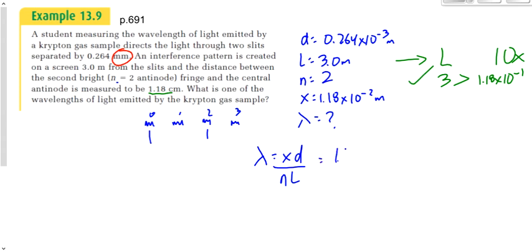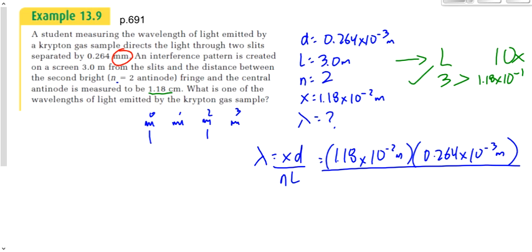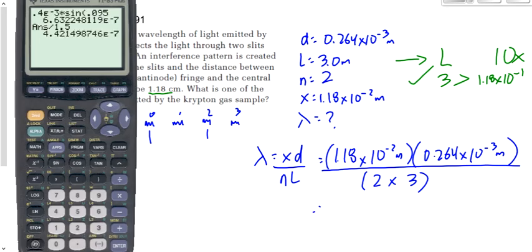X is 1.18 times 10 to the minus 2, times D, which is 0.264 times 10 to the minus 3. N is 2, and L is 3. So 1.18 times 10 to the minus 2 times 0.264 times 10 to the minus 3, we're going to divide that by 6. That gives 5.2 times 10 to the minus 7.